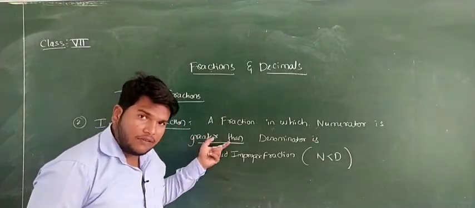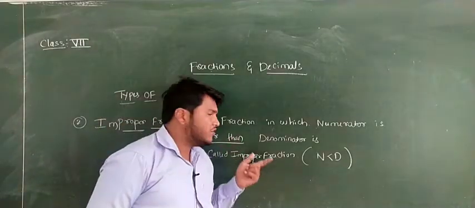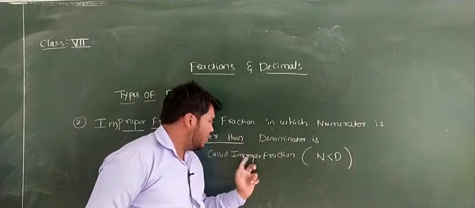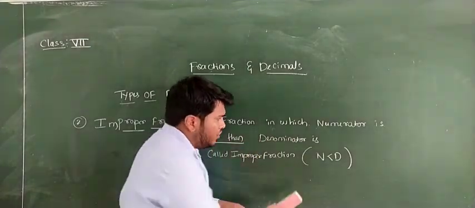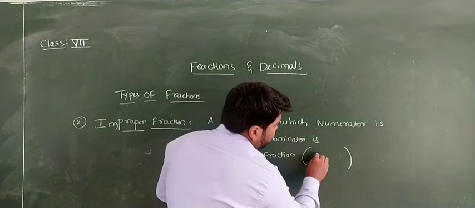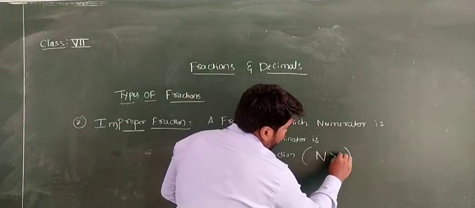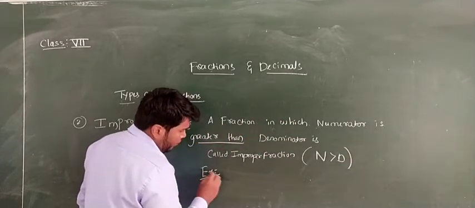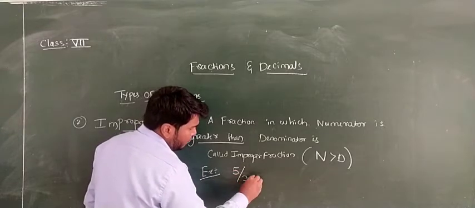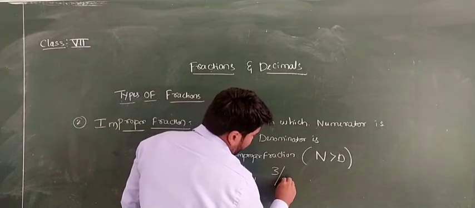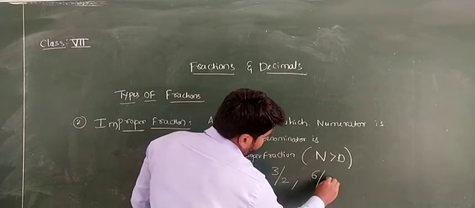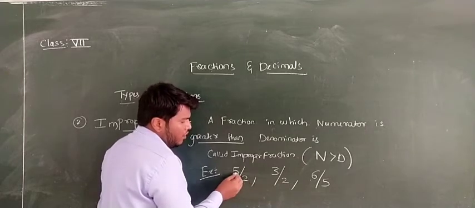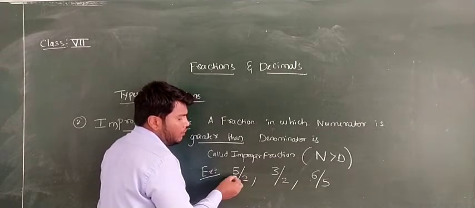In the proper fraction it is less than, here in the improper fraction it is greater than. A fraction in which numerator is greater than denominator is called an improper fraction. Here you have to change the condition: numerator is greater than denominator. Examples you can write as 5 by 2, 3 by 2, 6 by 5. Here 5 is greater and denominator 2 is lesser. So this is an example for improper fraction.